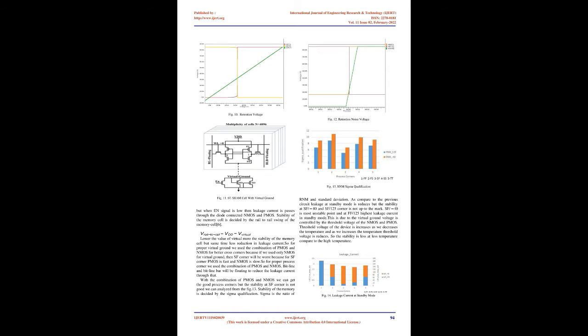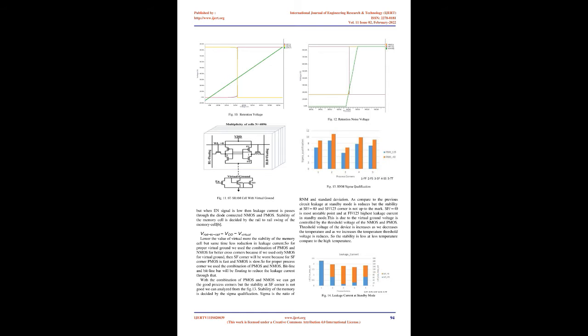With the combination of PMOS and NMOS we can get good process corners, but the stability at the SF corner is not good. We can analyze this from figure 13. Stability of the memory is decided by the sigma qualification. Sigma is the ratio of RNM and standard deviation. As compared to the previous circuit, leakage at standby mode is reduced, but the stability at the SF/40 and SF/125 corners is not up to the mark.